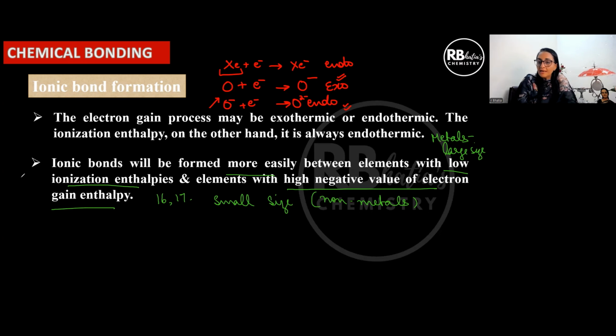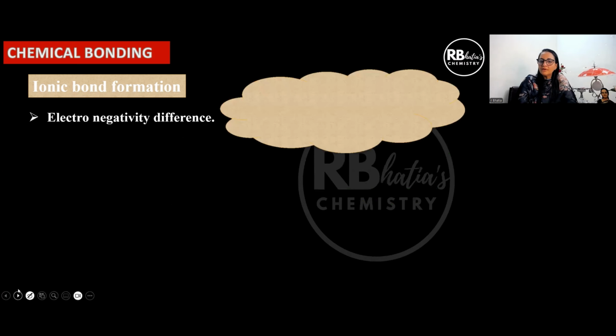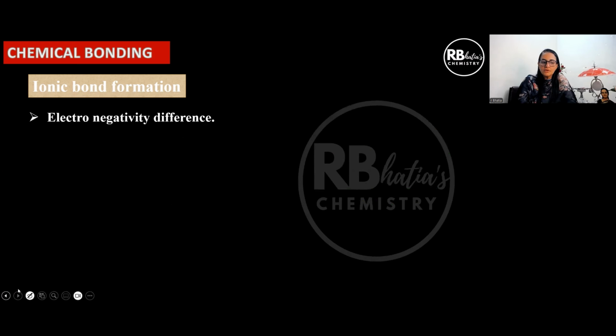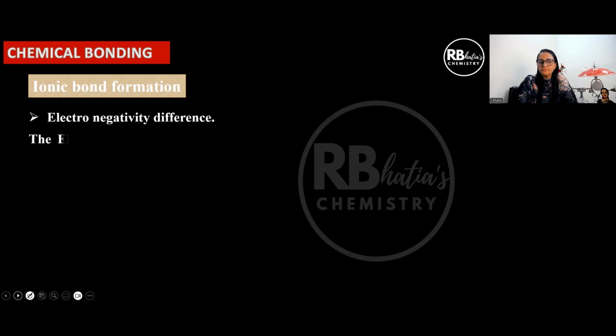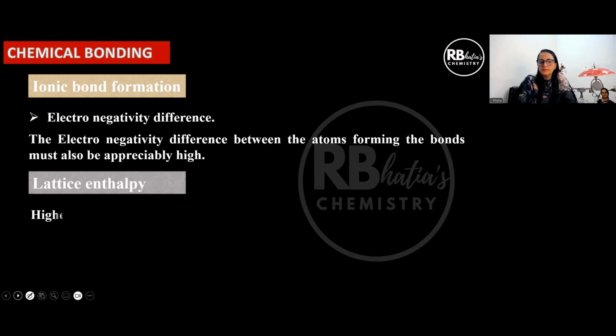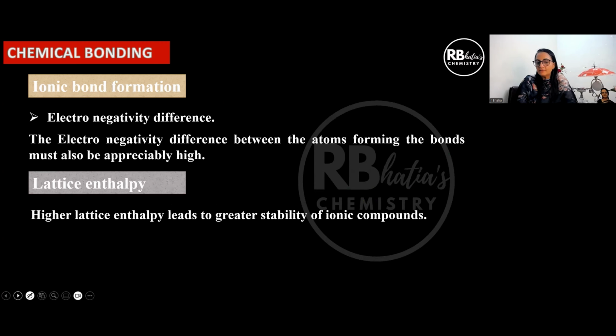An ionic bond can never be formed between similar elements. Electronegativity difference has to be large between the two combining atoms. Large electronegativity difference is also a reason for ionic bond formation. And the third concept is lattice enthalpy. Higher lattice enthalpy leads to greater stability of ionic compounds.